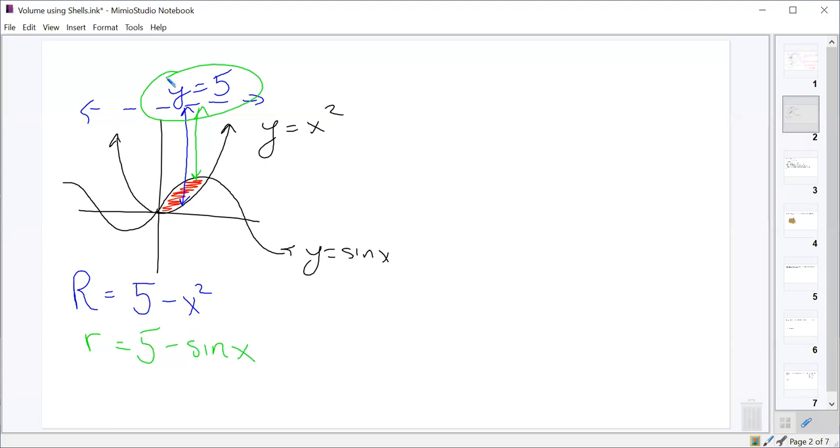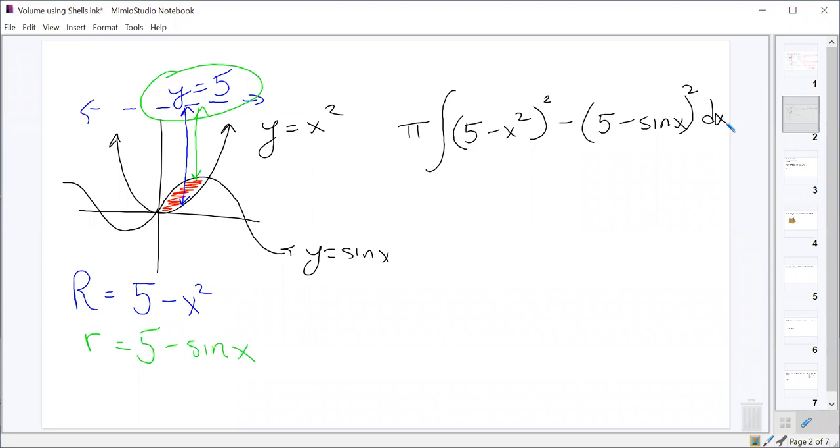Oh, wonderful. Now, this should be easy enough for us to write out the integral, right? We're going to do pi, integral. Let's see there. We're going to have outer radius squared. That'll be 5 minus x squared. We're going to subtract inner radius, 5 minus sin x squared. And where does our function or region start? 0. We know that if x is 0, y is 0. But what about the other point there? Where they equal each other?